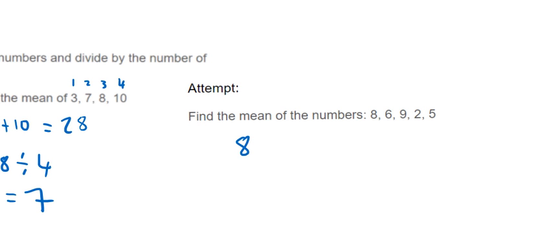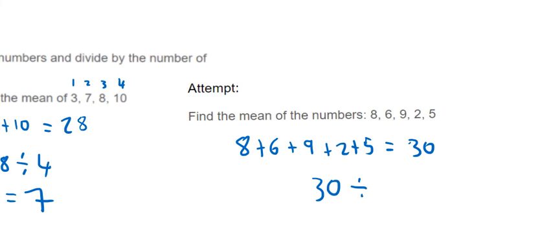So I'm just doing 8 plus 6 plus 9 plus 2 plus 5. So that should equal 8 plus 6 is 14, plus 9 is 23, plus 2 is 25, plus 5 is 30. So 30 divided by, and then in this one there's 1, 2, 3, 4, 5 numbers, so I divide by 5, so 30 divided by 5 is 6. So 6 is the average of that list of numbers.